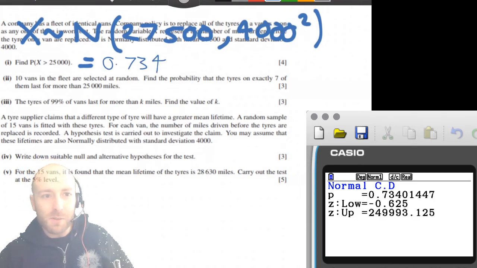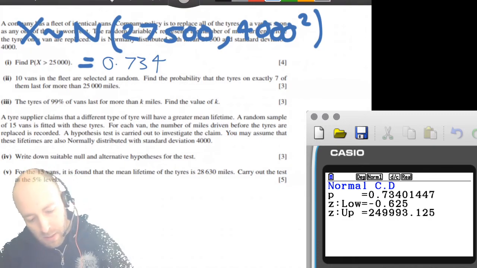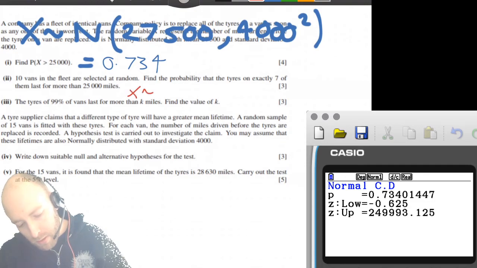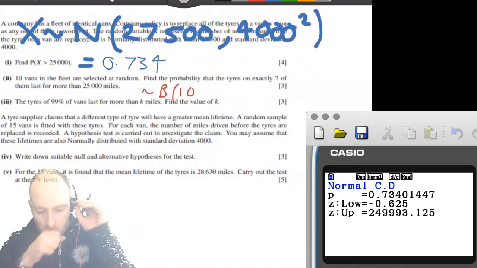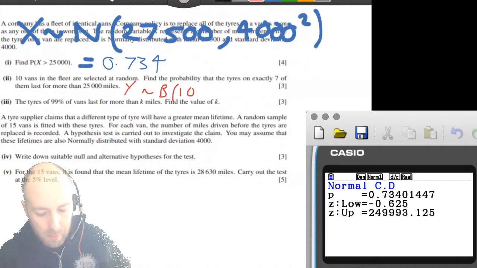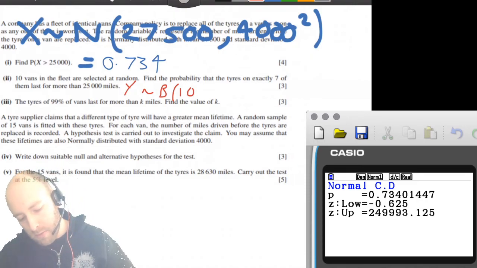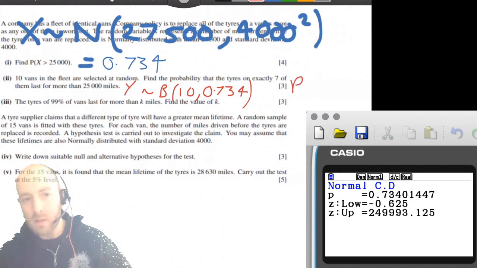This is from the old A level. Okay, now we've got the binomial part. So 10 vans are selected from random in the fleet. So we've now got x binomial 10. I should probably use a different letter really. Let's use y. So y is a binomial, n is 10, and the probability of success is the probability it's more than 25,000, which we know is 0.734, and we want to find the probability y equals 7.